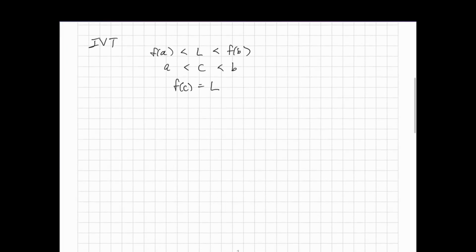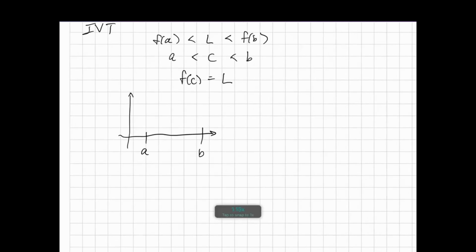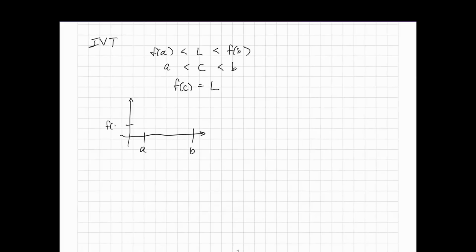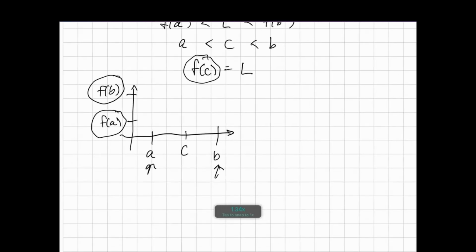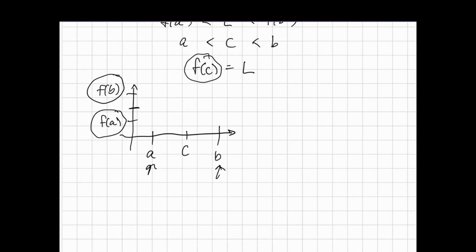Basically, all this means visually is that let's call this A and let's call this B. And this is f of A and this is f of B. All this is saying is that if there's a value c in between A and B, the y value, or the f of c here, is in between f of a and f of b, and that y value in between, let's call it L.